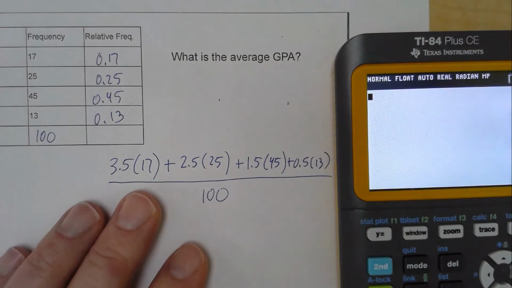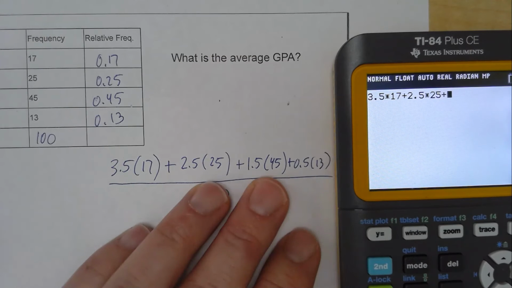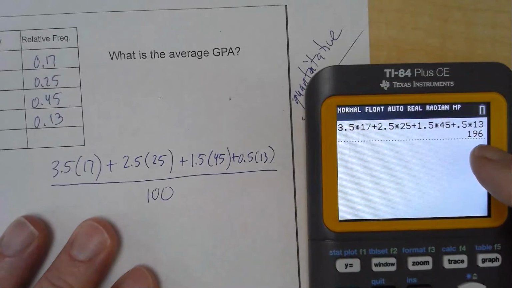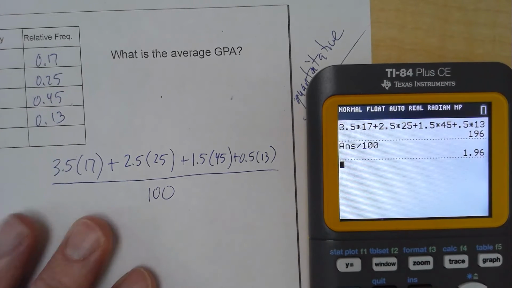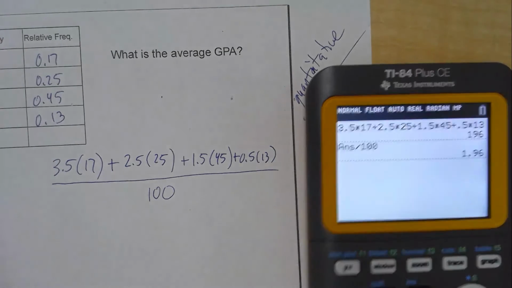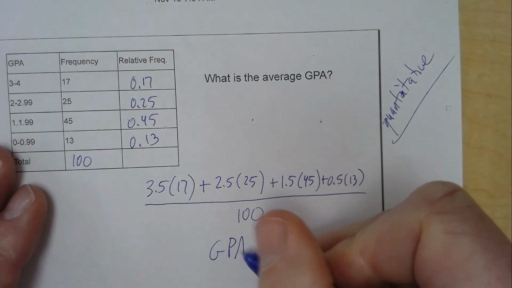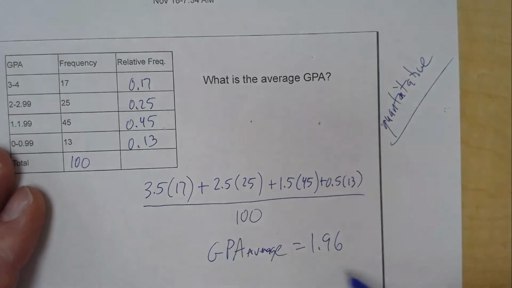So we have 3.5 times 17 plus 2.5 times 25 plus 1.5 times 45 plus 0.5 times 13 is equal to that. So there's that much grade point average. And then we're going to divide by 100, which is equal to 1.96. So the GPA average is 1.96. Ta-da!